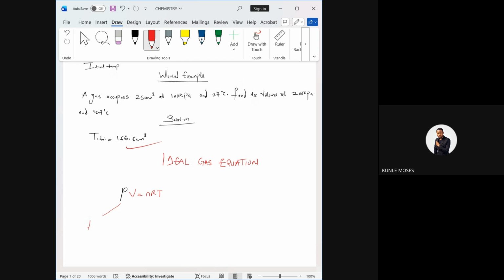This P represents pressure, right? This V represents volume, right? This n represents number of moles. This R represents your gas constant. It's a constant value. And this T represents your temperature. The temperature must be in Kelvin. Please don't forget this. It's very, very important.